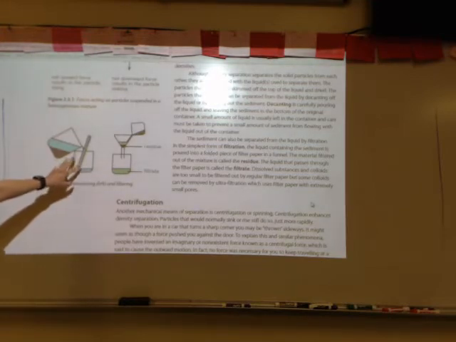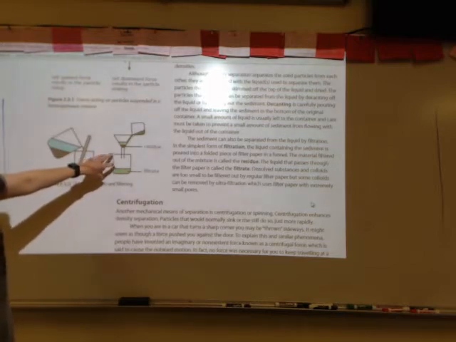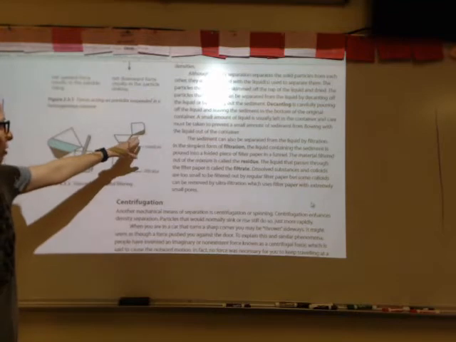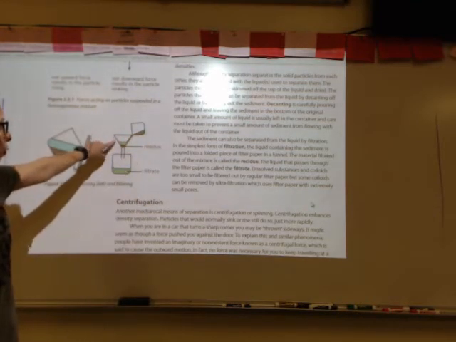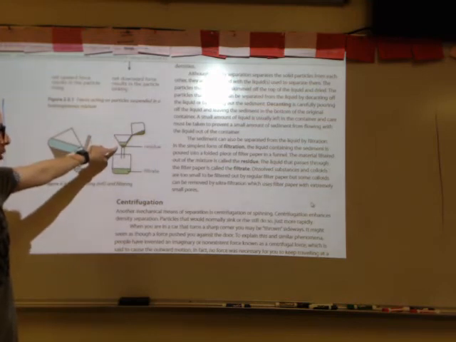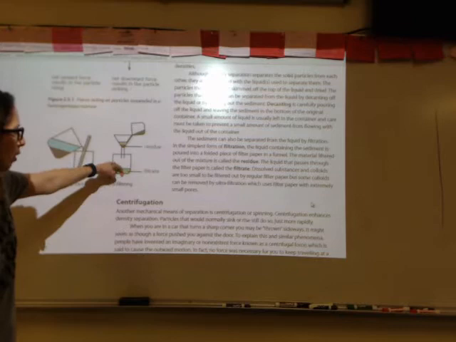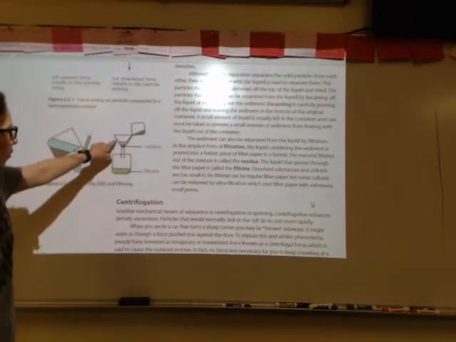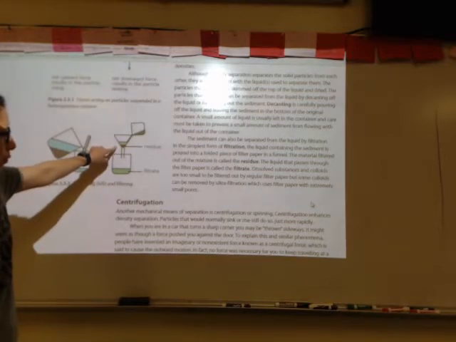You can also separate the sediment by filtration, and the liquid containing the sediment, you usually swirl it to get it all mixed, and then you pour it into a folded piece of filter paper in a funnel. The part that comes through, the liquid that passes through that filter paper, is your filtrate, and the part that you filtered out, the solid part, is known as the residue, and that stays on the filter paper in the funnel.